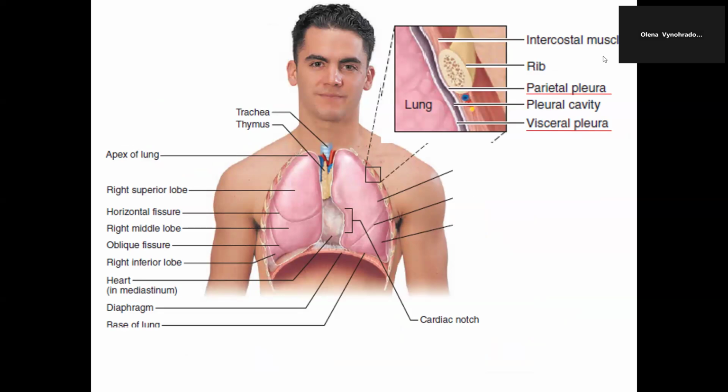Also important to say that our lung is covered by two pleura, the parietal pleura and the visceral one. Between the parietal and visceral pleura, we have a cavity, the pleural cavity, with a special liquid.